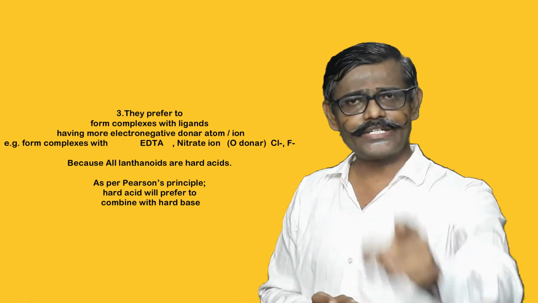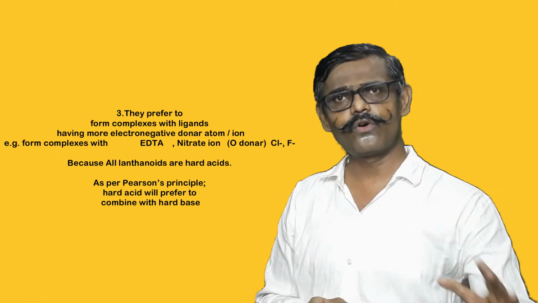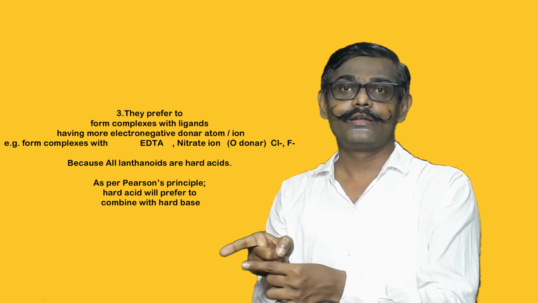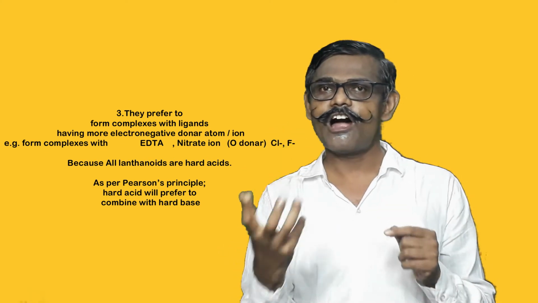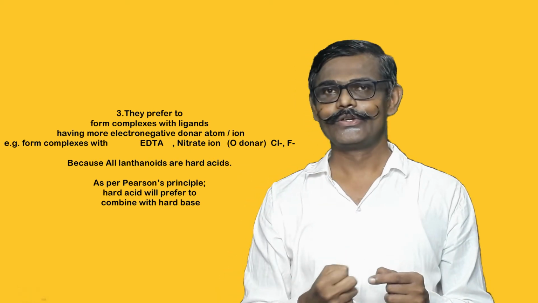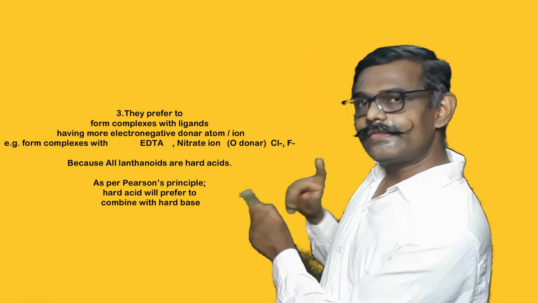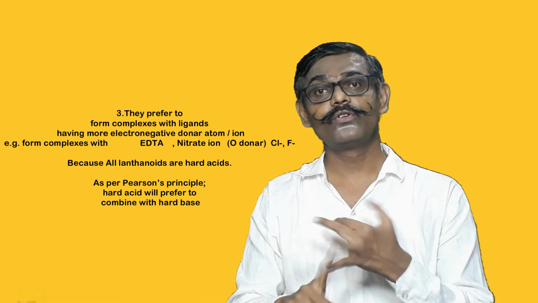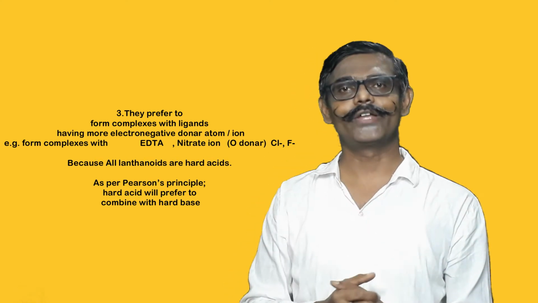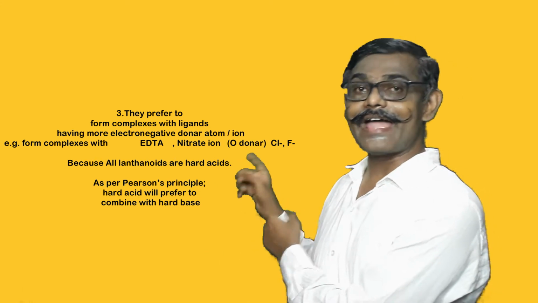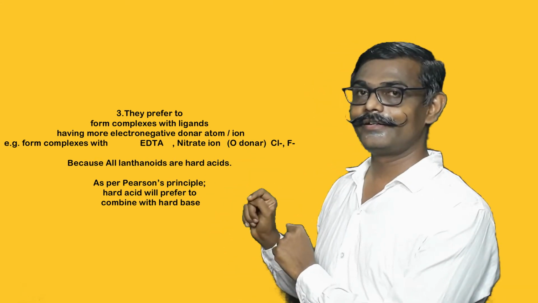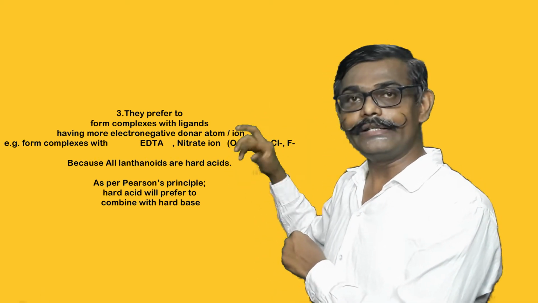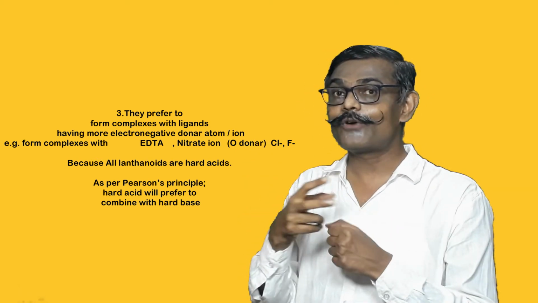So ligands possessing donor atoms like fluorine, chlorine, nitrogen, oxygen, only those can form bonding with these hard acids, the lanthanoids. So what is our point number 3? Lanthanoids form stable complexes with those ligands which have donor atoms like oxygen, fluorine, chlorine, more electronegative ones. For example, the oxalate anion.